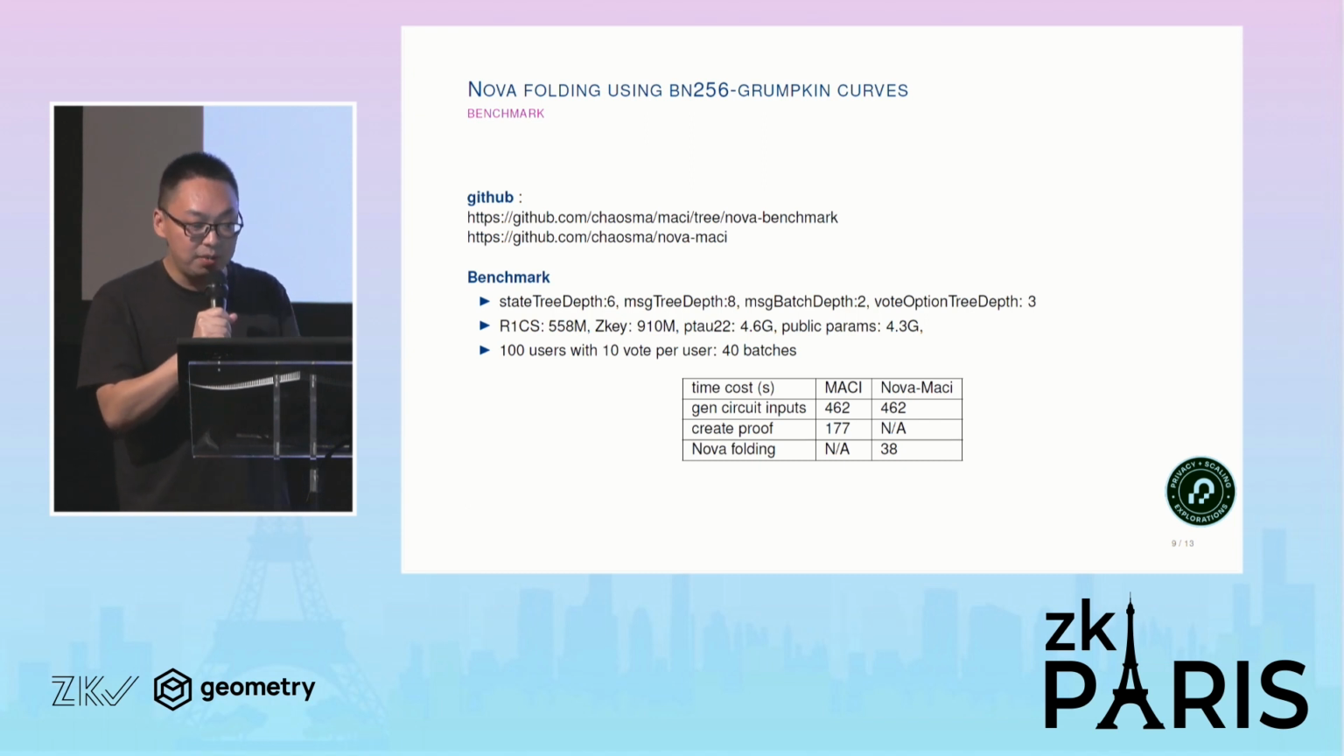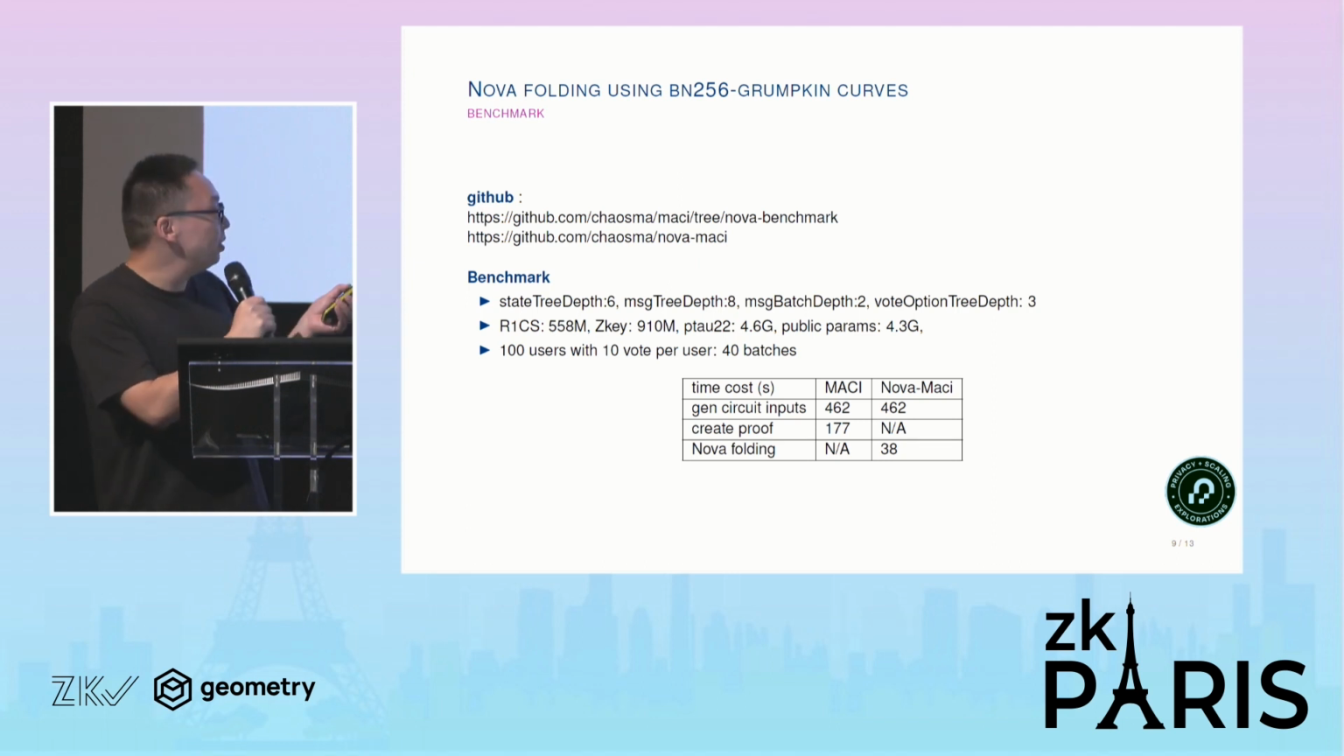According to this, the message batch tree depth is 2. So basically, you have 5 to the power of 2, 25 messages per batch. So you have 1,000 divided by 25, which is 40 batches. And from the MACI perspective, we treat it batch by batch, so each batch is one step of our circuit.